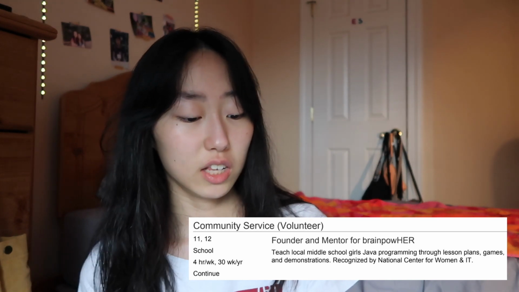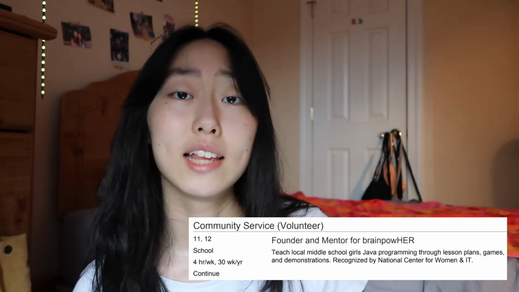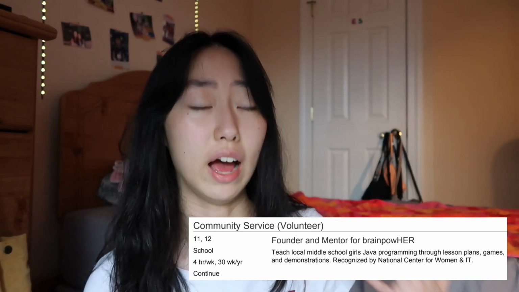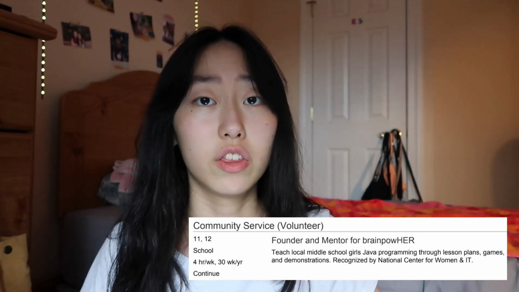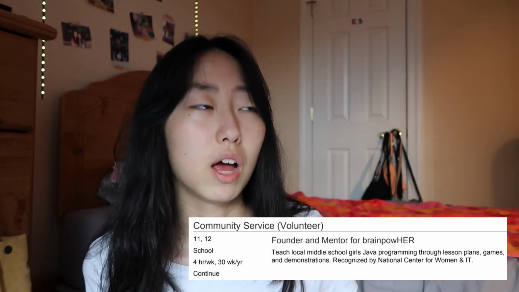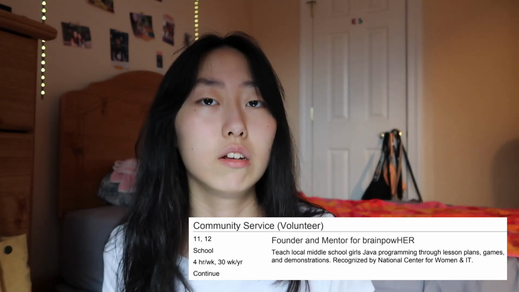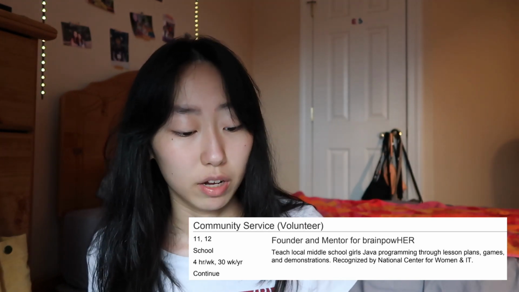And then I have recognized by National Center for Women and IT. So the Common Application has a separate section for you to list 5 awards. But this honor that I won for my volunteer work was pretty small, so I didn't put it in the main award section, but I thought it was still worth mentioning to quantify my impact and show what recognition I received for this activity. So I put it with the activity description. And that's a strategy I highly recommend if you won a lot of awards for a specific activity.